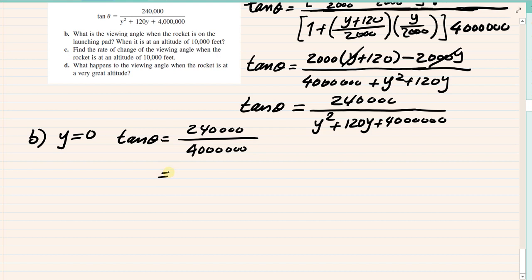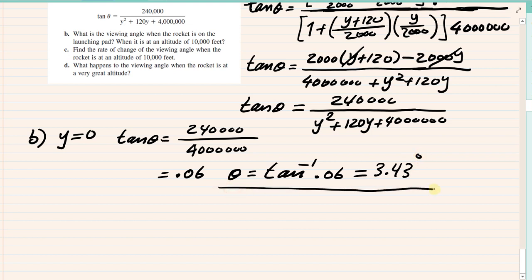Okay, and then you take the inverse tangent of that, the arctan of that. The number 240,000 by 4 million is going to be 0.06. That's tan theta, 0.06. So the measure of the angle theta is going to be arctan of 0.06, radians that is. Make sure your calculator is in radian mode. And we get 3.43 degrees.